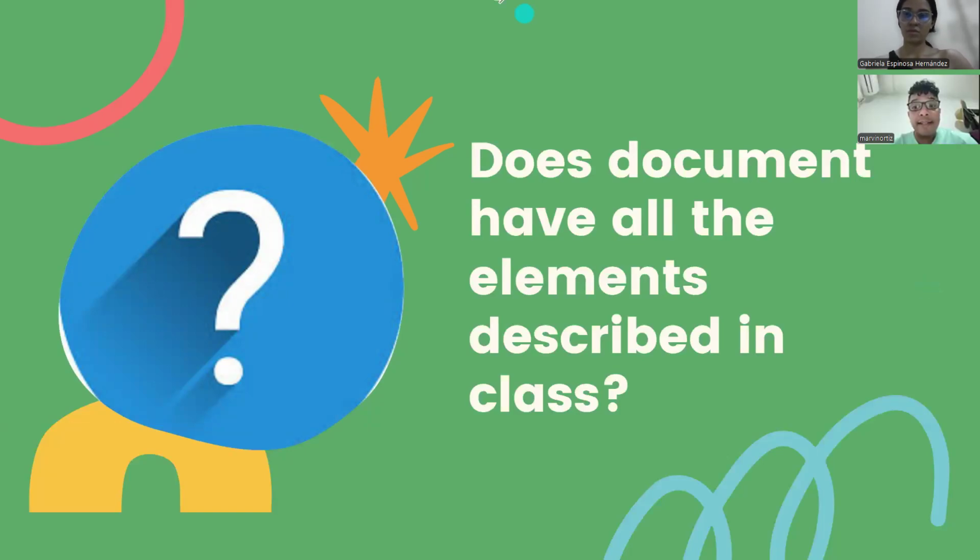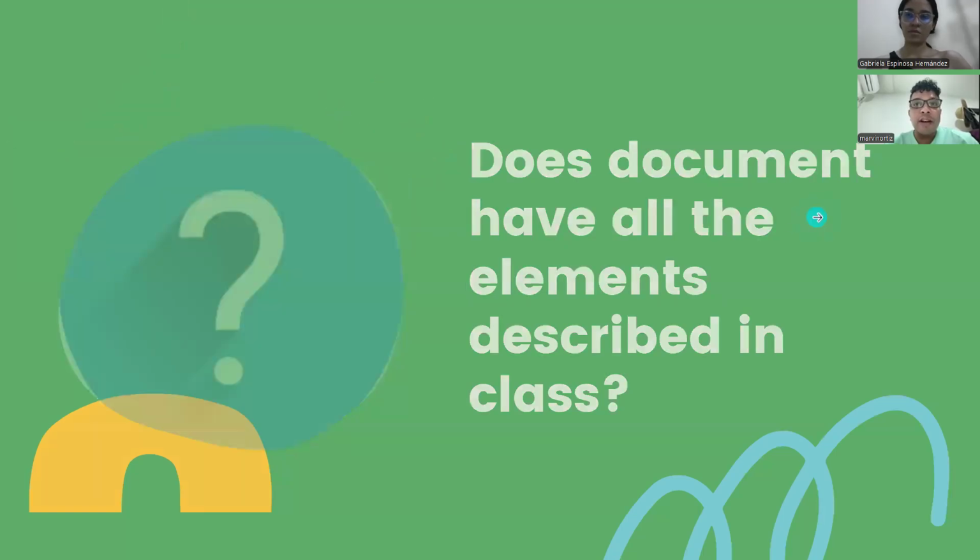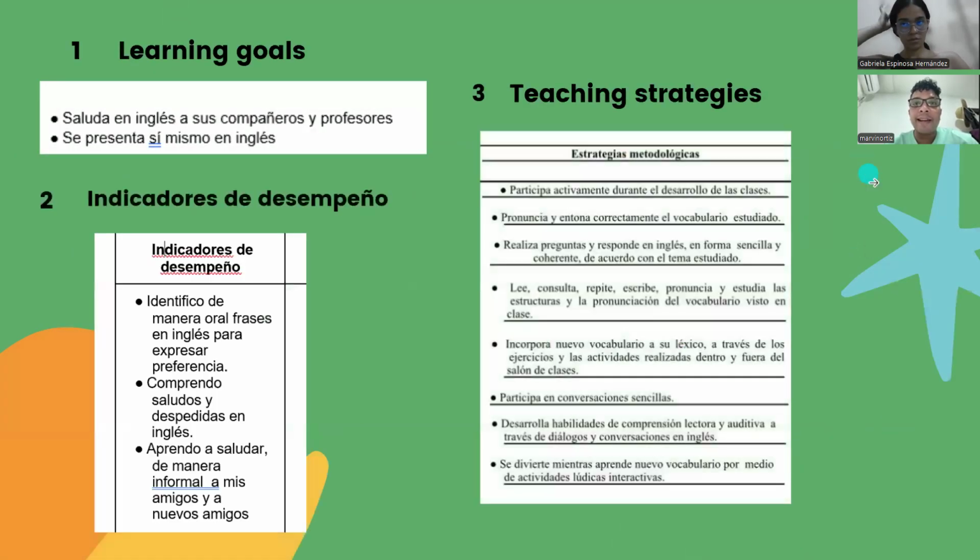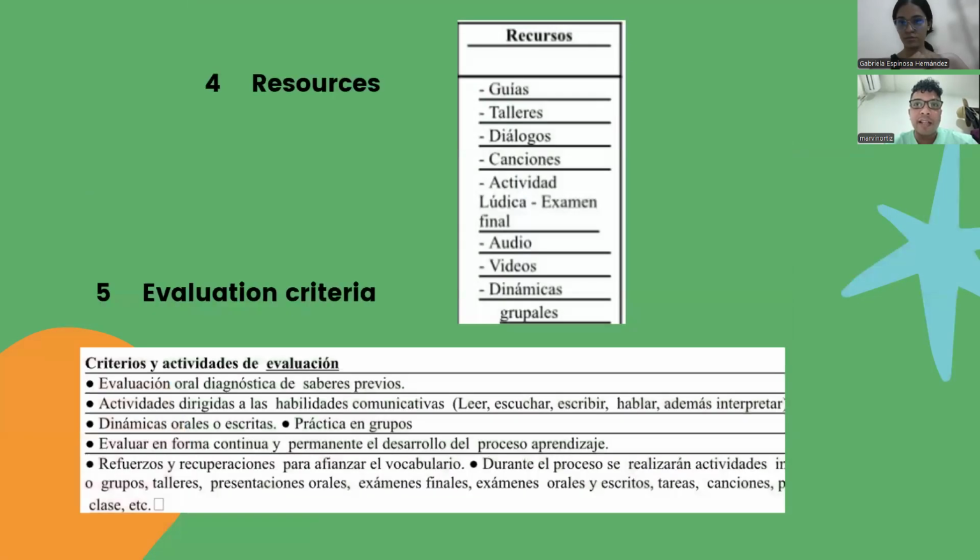The next question is, does the document have all the elements described in class? Plan de aula, including essential syllabus elements like learning goals, performance indicators, teaching strategies, resources, and evaluation criteria. However, it lacks a deep analysis of the students' needs and detailed context for applying these competencies, which are often present in more communicative or text-based syllabuses.